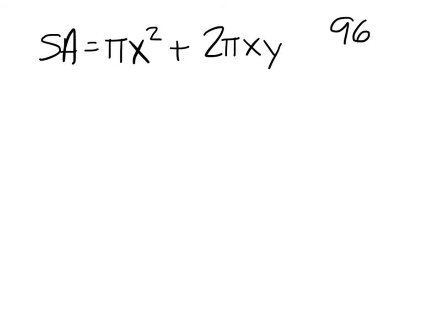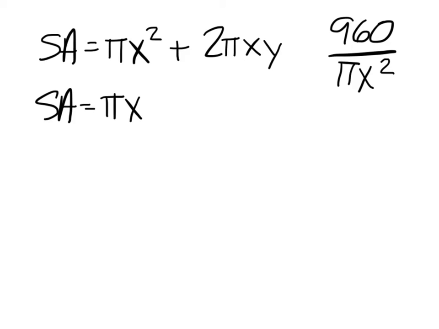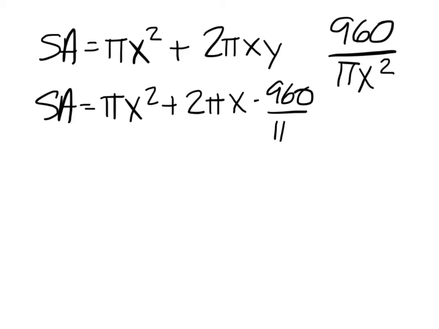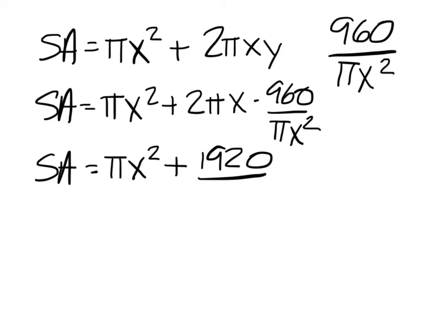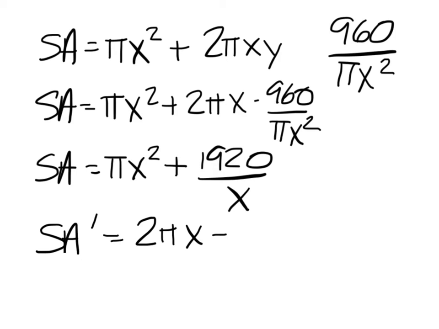Alright, so the surface area would be pi x squared and then plus 2 pi x y, where of course we're plugging in 960 over pi x squared. So you'll have pi x squared plus 2 pi x times 960 over pi x squared. When you simplify that, it's pi x squared plus 1920 over x. And then when we find the derivative, it'll come out to be 2 pi x minus 1920 over x squared.